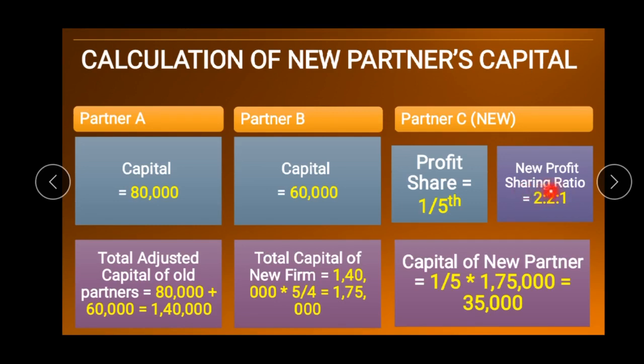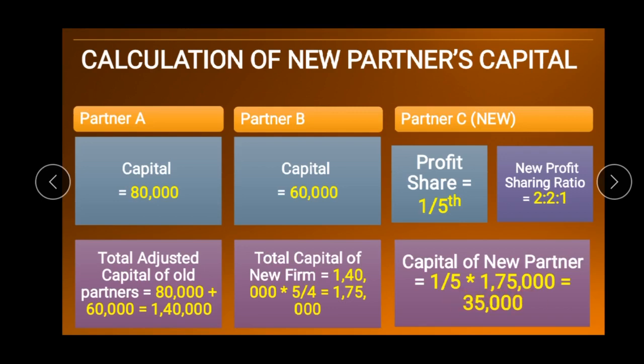So their total share is 4/5, and the reciprocal of 4/5 is 5/4. So that is why here their total capital 1,40,000 is multiplied with the reciprocal of their total share, 5/4, and we get 1,75,000 as the total capital of the new firm. Now we can calculate the capital of the new partner by multiplying 1,75,000 with 1/5. So it is 35,000.